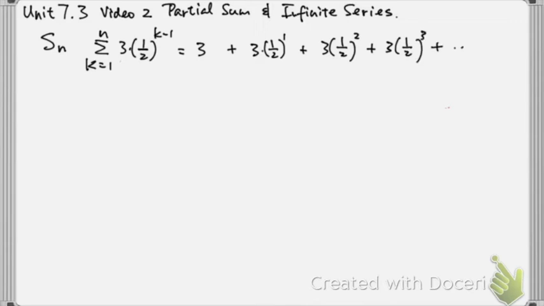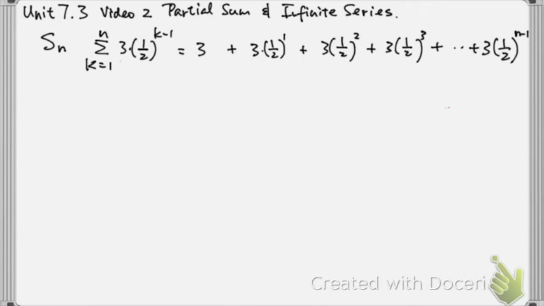What about the last term? The last term is 3 times 1/2 raised to the power of n minus 1, because the maximum value of k is n, and therefore the last term has 1/2 raised to the power of n minus 1.